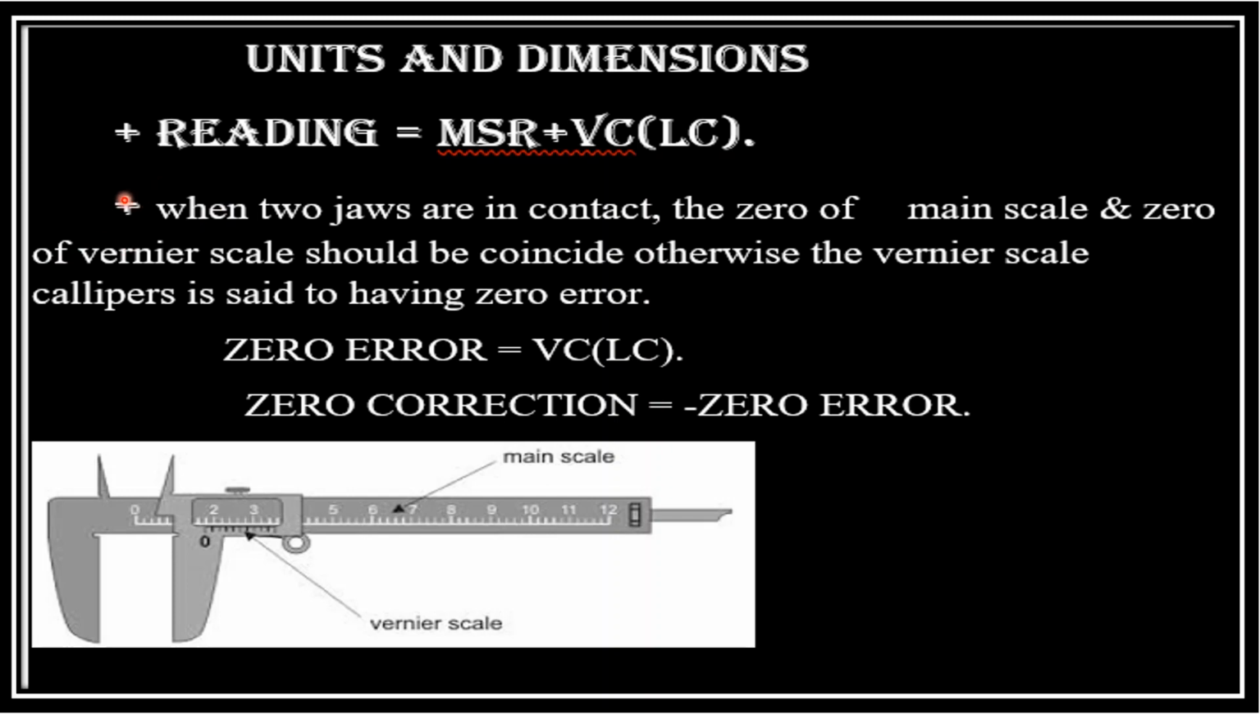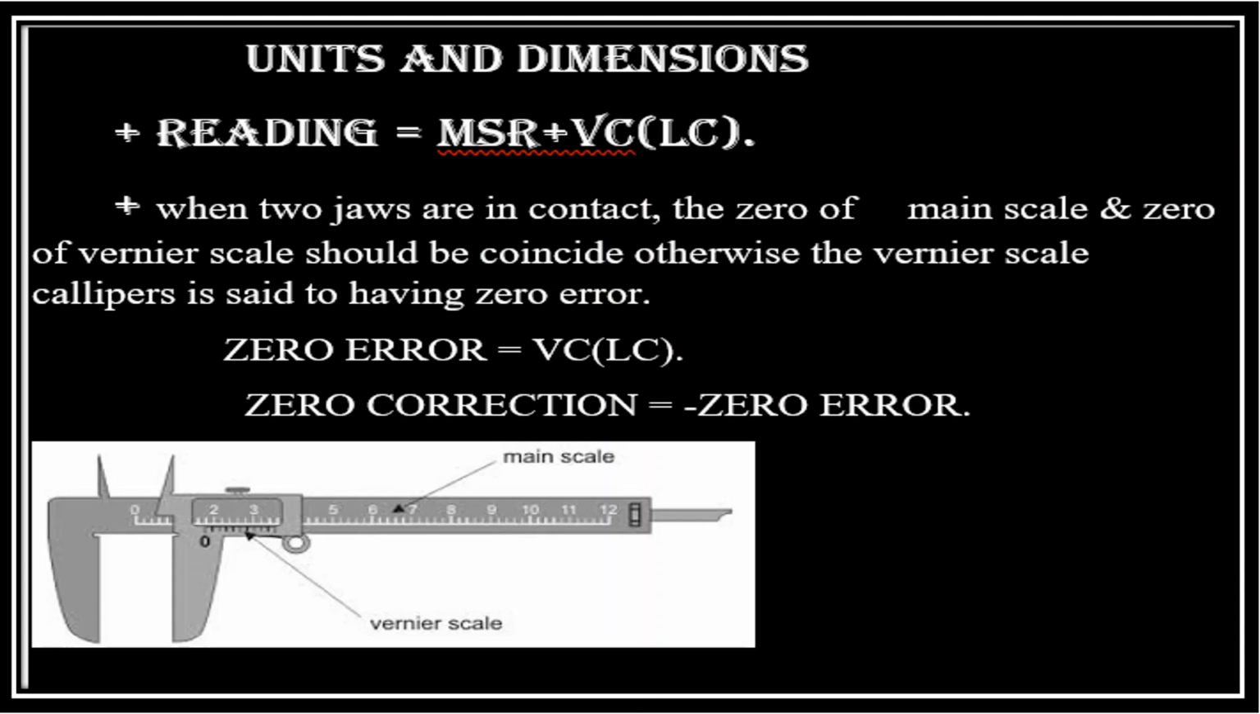Another important thing is zero error and zero correction in vernier calipers. When the two jaws are in contact, the zero of the main scale and the zero of the vernier scale should coincide. Otherwise, the vernier calipers is said to have zero error. Here, zero error equals vernier coincidence into least count. This small one is the vernier scale and this big one is the main scale. Another important point is that zero correction is the negative of zero error. Both have the same numerical value, only the sign changes.